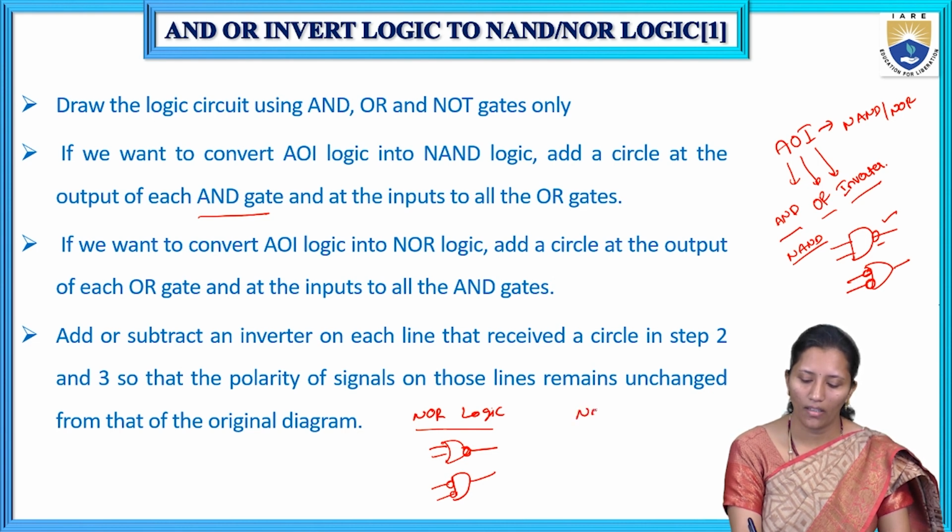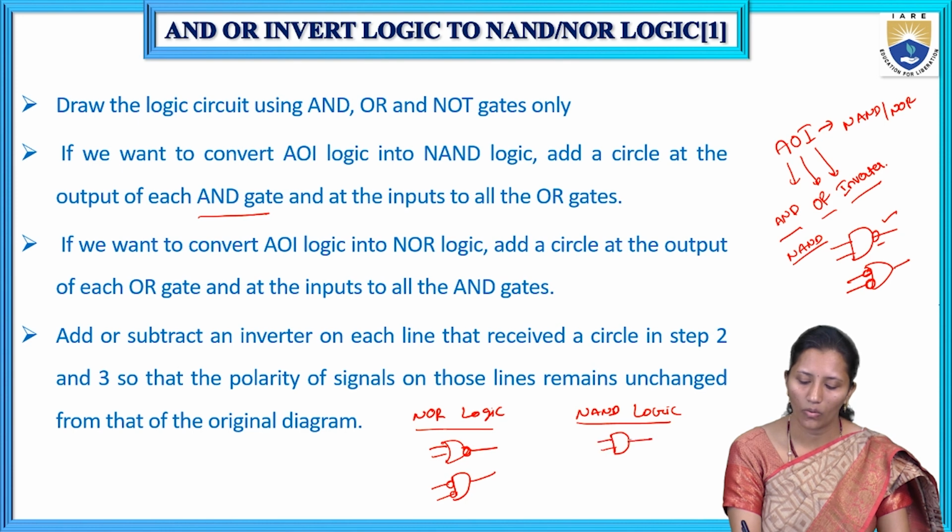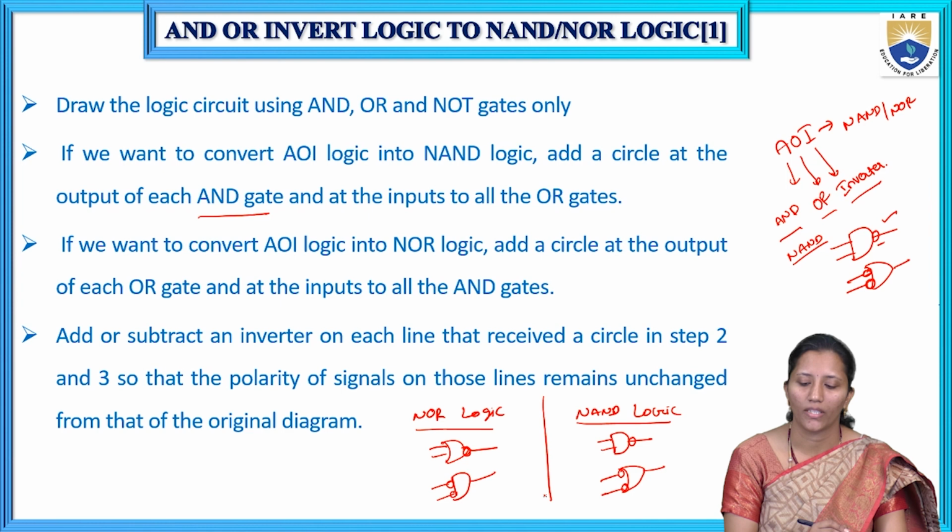If it is NAND logic, draw the AOI logic circuit. If we have an AND gate in NAND logic, we have to add a bubble at the output side, and for OR we have to add bubbles at the input side. So this is the difference between NAND logic and NOR logic.